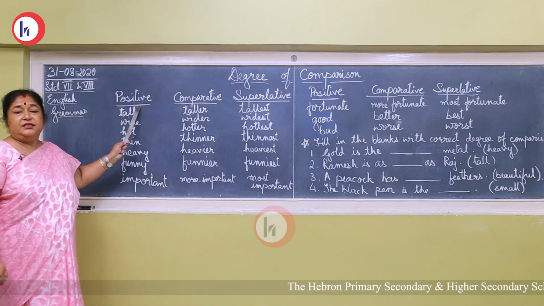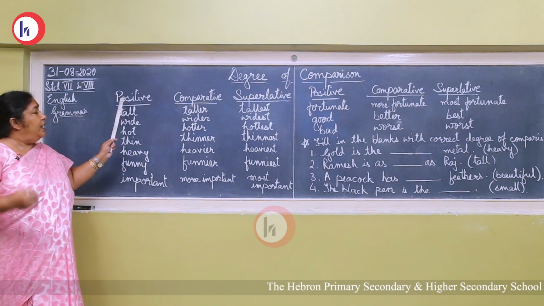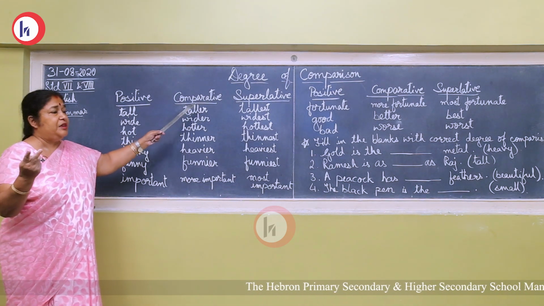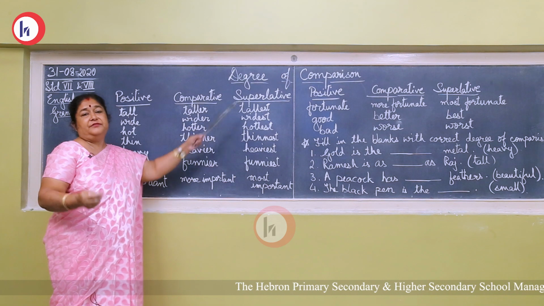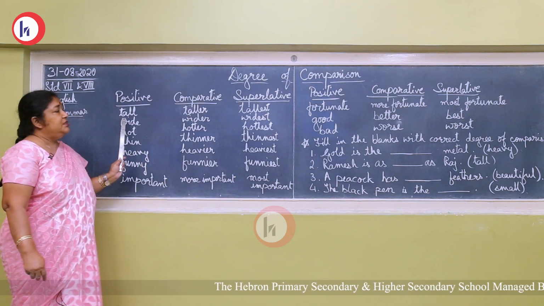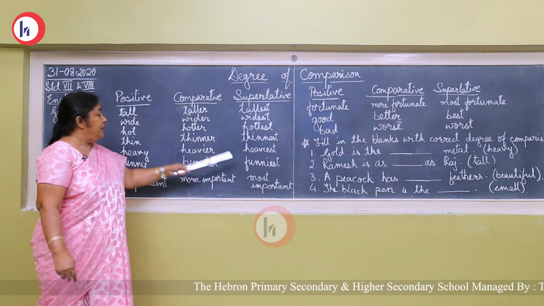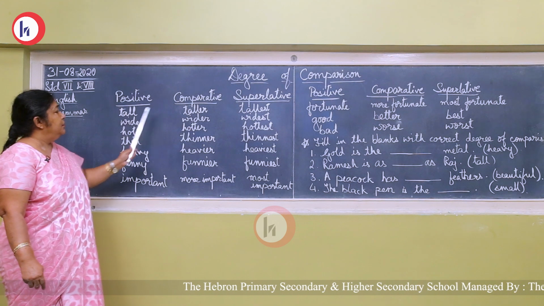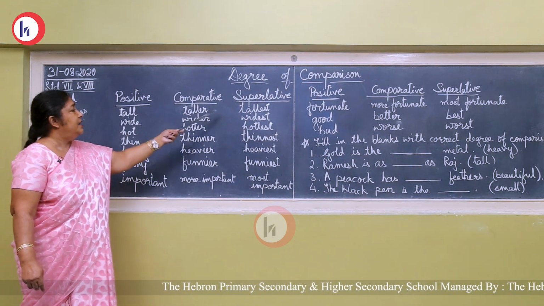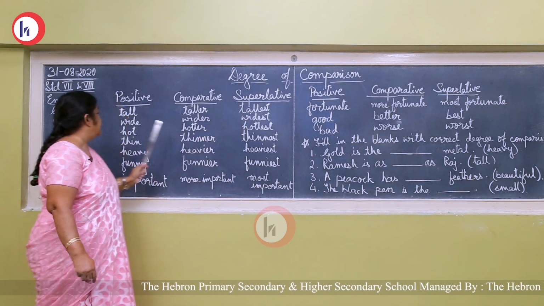Positive degree is when we talk about one thing, one person. Comparative, when we compare 2 things or 2 people, and superlative when we talk about 3 or more than 3. This you have done, the list of these you have already done. Tall: we add ER to make the comparative, and it becomes tallest with EST, tallest.